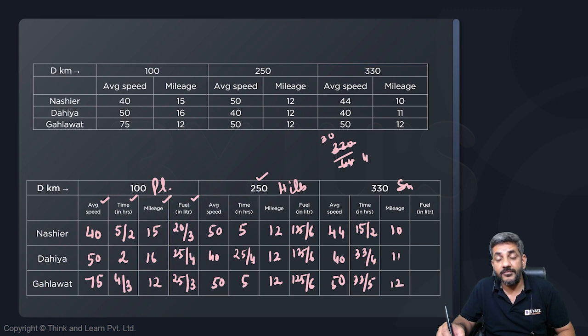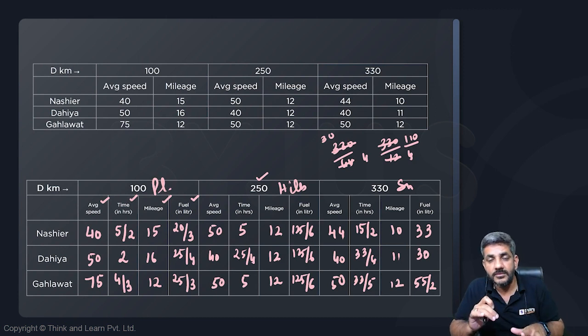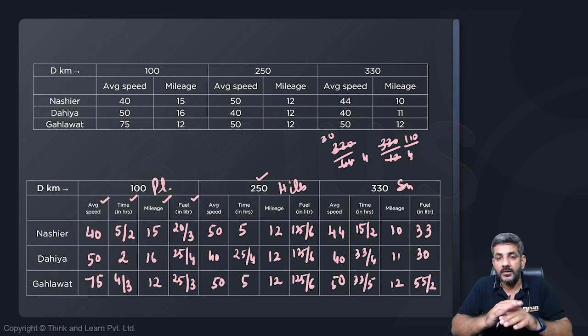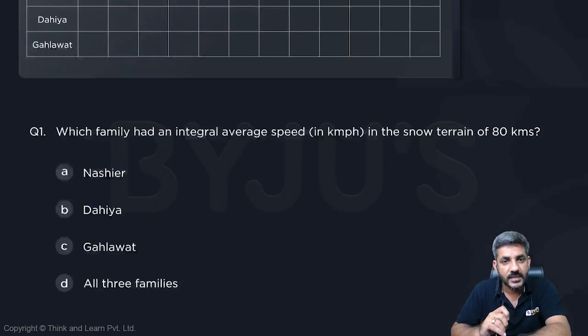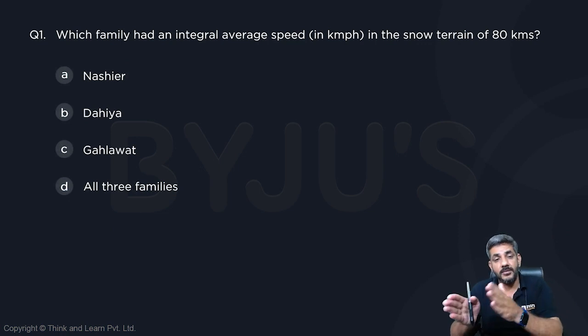At a mileage of 10, the fuel consumed is 330 by 10, which is 33. At a mileage of 11, the fuel consumed is 330 by 11, which is 30. And at a mileage of 12, it is 330 by 12. So once again, if I have to do 330 by 12, I'll cancel out by 3. It will give me 110 by 4. And then I'll cancel out by 2. It will give me 55 by 2. So this is the quantity of fuel used and the time taken by them according to different terrains. And now I'll be answering all those questions looking at this table only. So what I have done, I put up this table on the various sheets and then I'll be answering it.